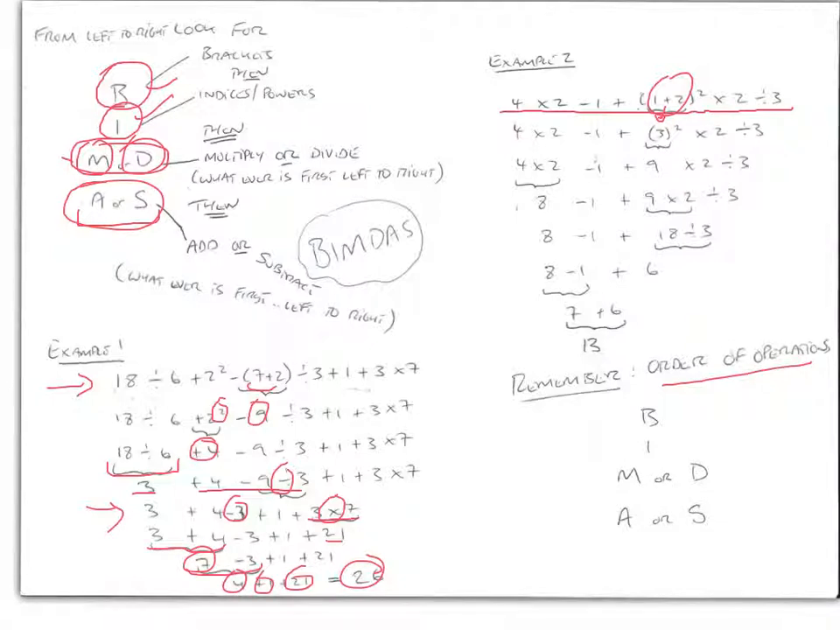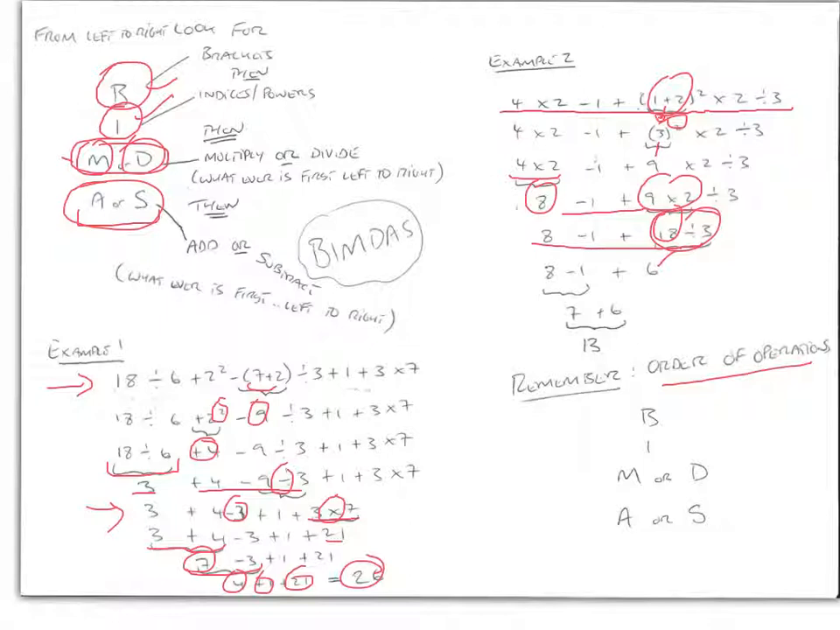Then we look for anything that's raised to a power or has an index number, and we see that what was in the brackets is raised to the power 2, so 3 squared is 9. Now we're looking for any multiplication and division signs. There's one there, 4 twos are 8, and we go along, we see 9 times 2, so that becomes 18. As we go along again, we have 18 divided by 3, that's 6.